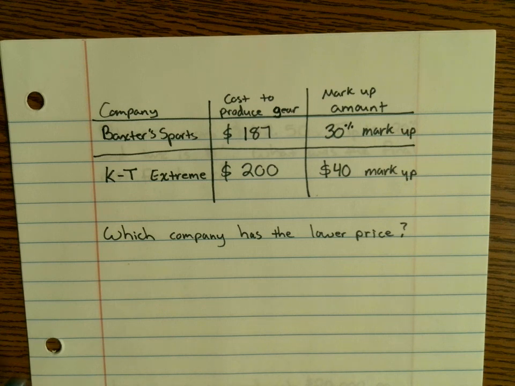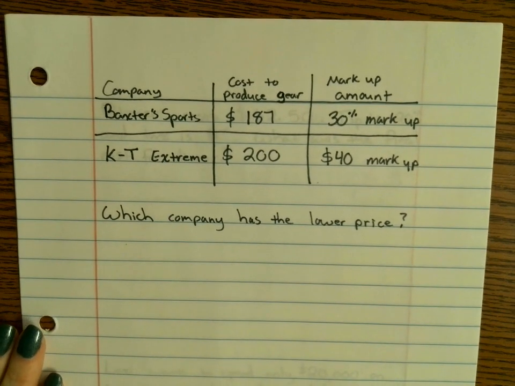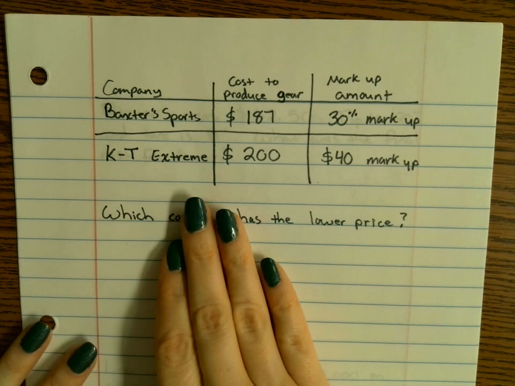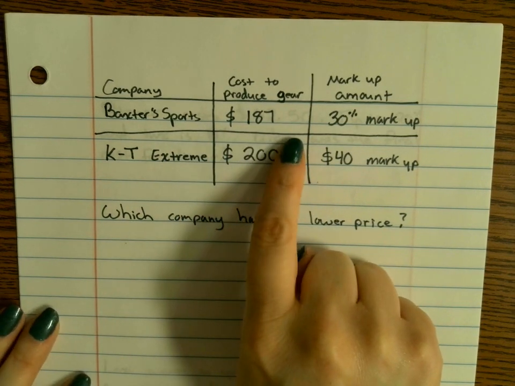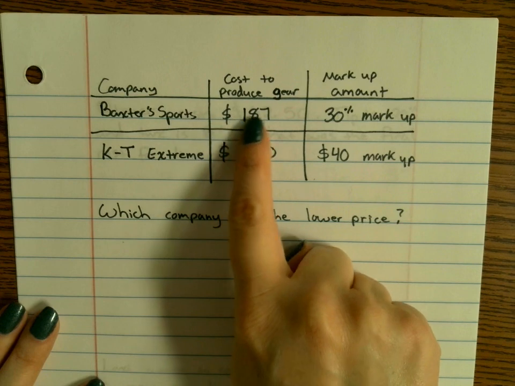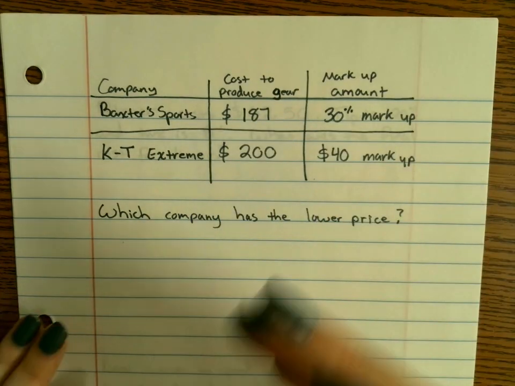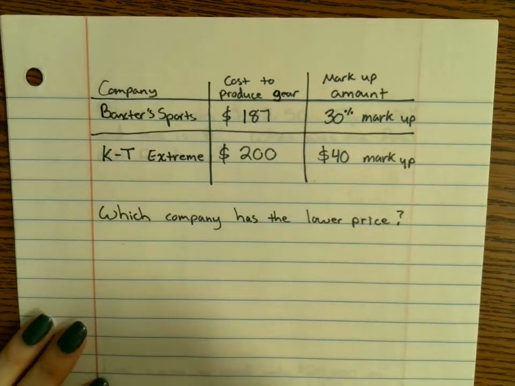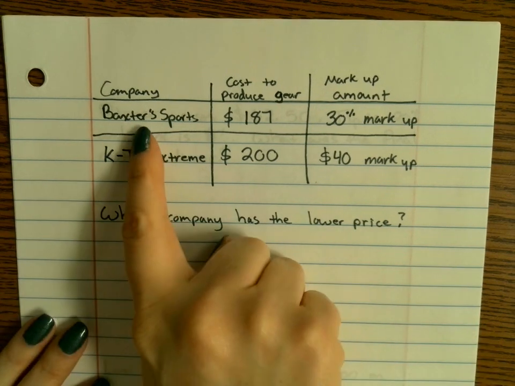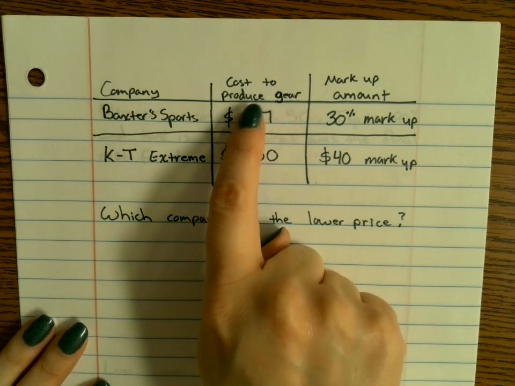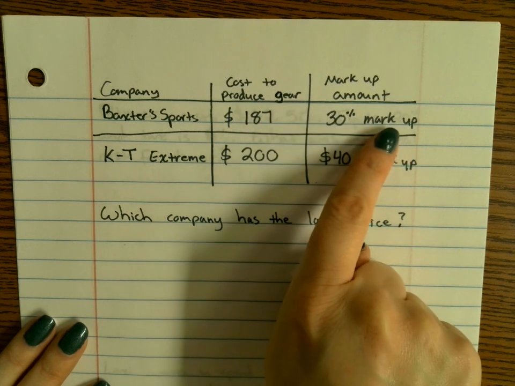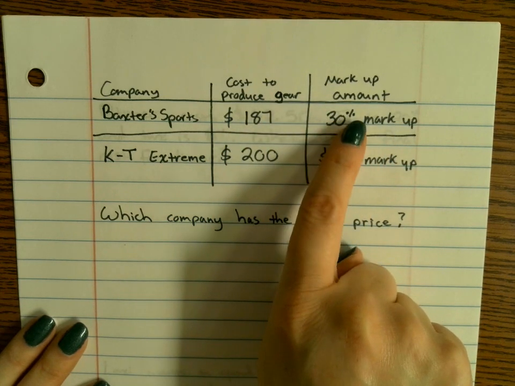Hey, you're going to have some problems that have to deal with tips, tax, discounts, markups, things of that sort. So here we have a problem in which we are comparing two companies and how much they're going to charge for some equipment, maybe some rock climbing gear or something of the sort. Baxter's Sports is going to charge $187 to produce the item. Then they're going to mark it up by 30%.